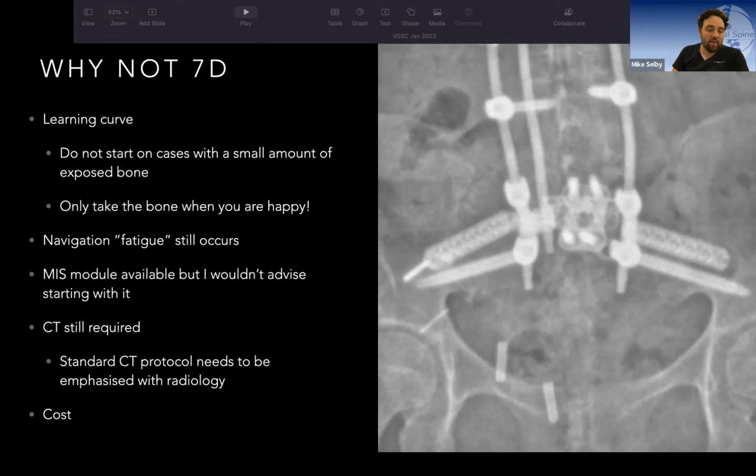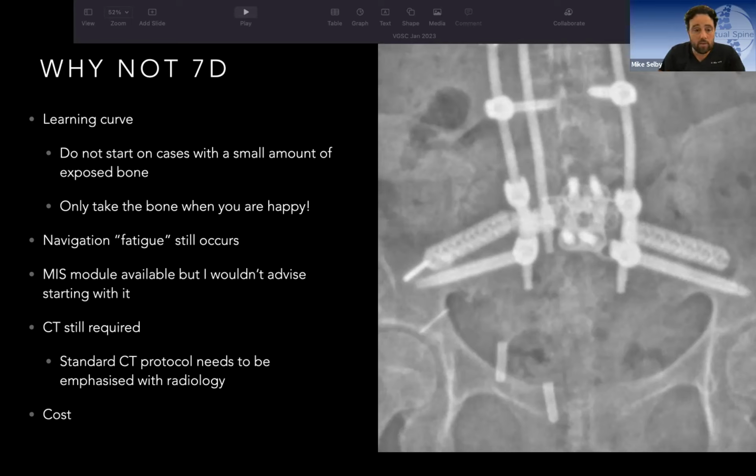And it didn't work properly. And it was probably as much user error as the difficulty the technology has sometimes seeing in a small space. But I had to abandon it. I went back and did an MIS fluoro technique, bilateral facetectomy, my usual old TLIF technique. I don't do too many of them anymore. But my advice is, do not start your 7D experience with a case with just a small amount of exposed bone. You want to do something that you're going to do open, say pelvic fixation or something like that.